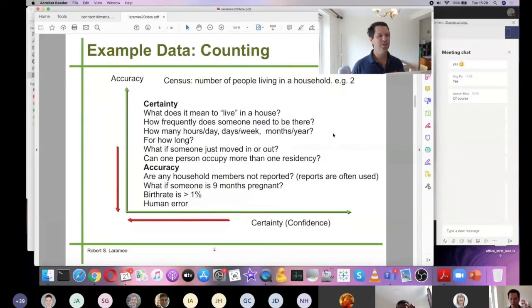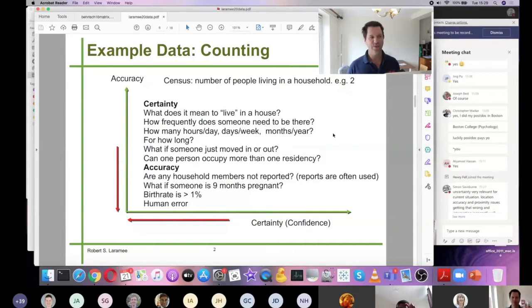Some questions that might affect the accuracy of a census. For example, are there any household members not reported? Some people might want to have some residents in their house that are not reported for who knows what reasons.